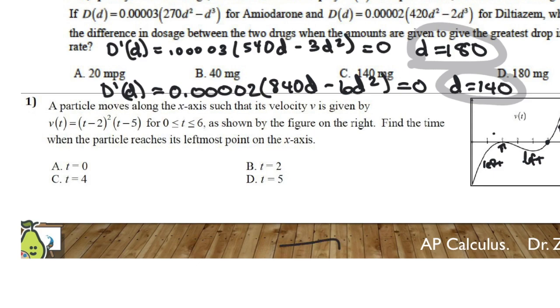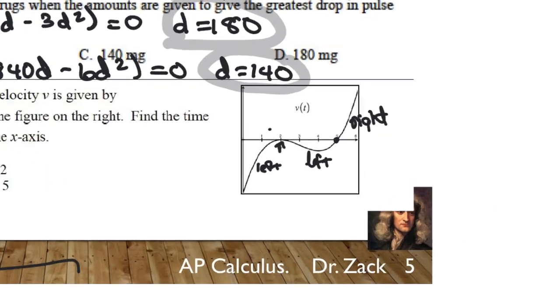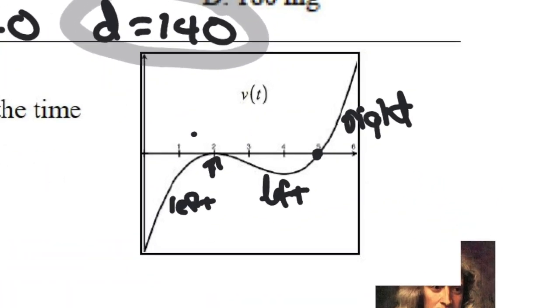For question number 1, did you notice that you were given the velocity graph? When your velocity is negative, your particle is moving left. At t equals 2, your particle stopped. However, it continued to move left because your velocity was negative. Once t equals 5, your particle began to move right.